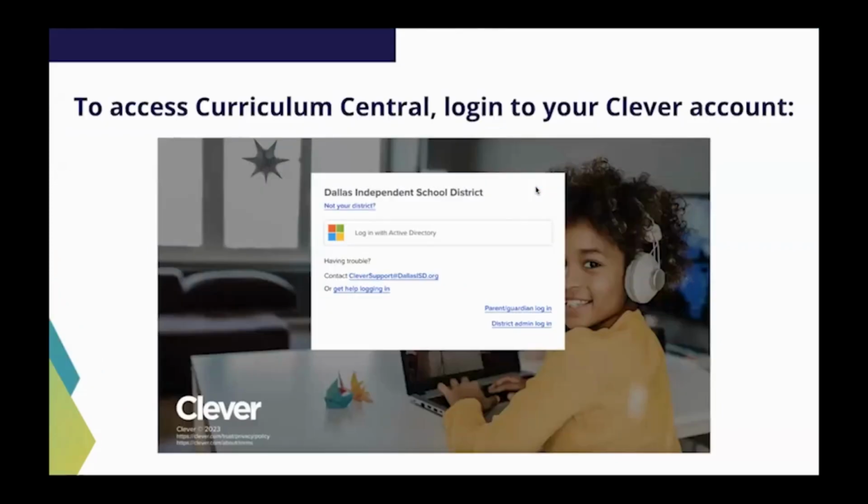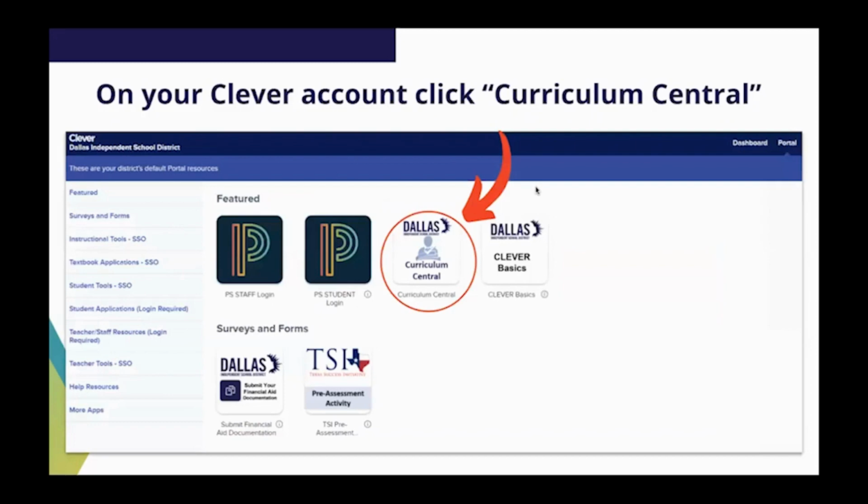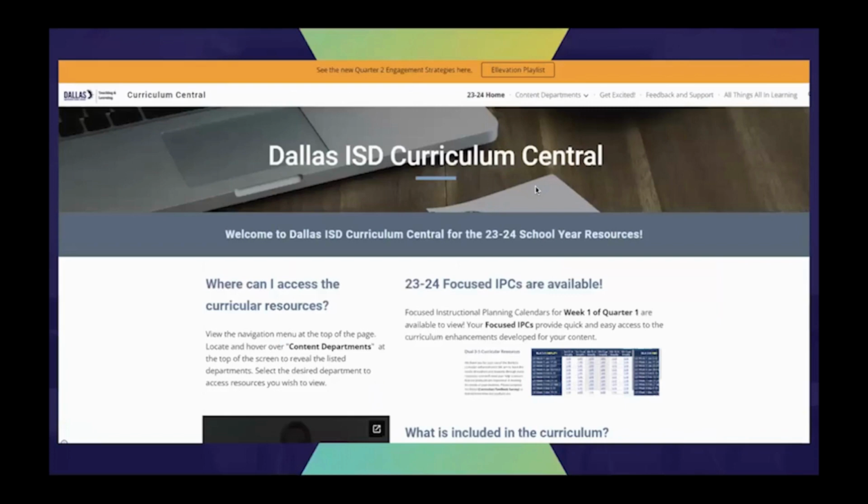So to access Curriculum Central, you'll have to go in through your Clever account. So make sure you get on Clever. Once in Clever, you'll click on the icon that says Curriculum Central. And then you'll get a page that looks like this, Dallas ISD Curriculum Central. You'll notice for quarter 2, if you've gone on already, you see a yellow orangey ribbon, or maybe Texas Longhorn kind of orange ribbon, and it says an elevation playlist.